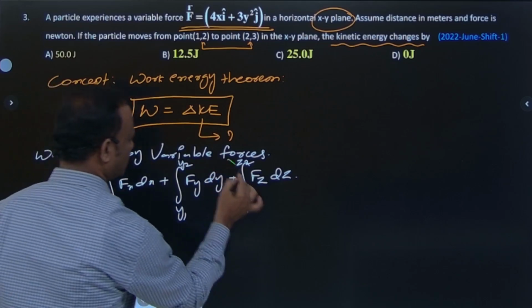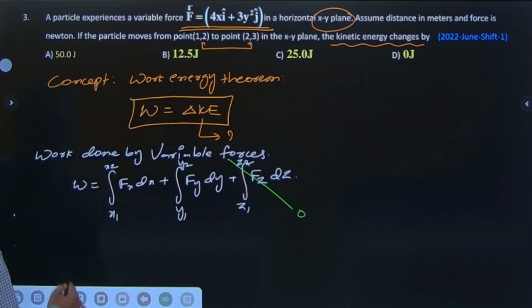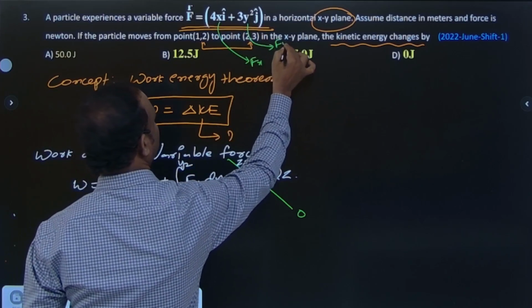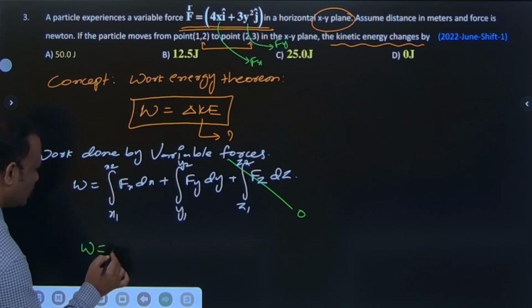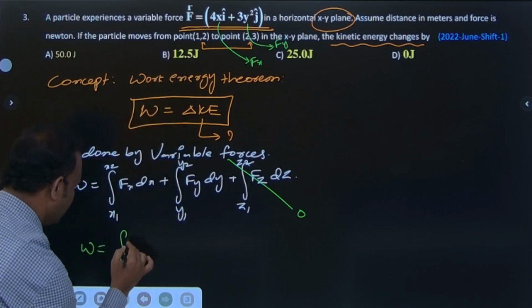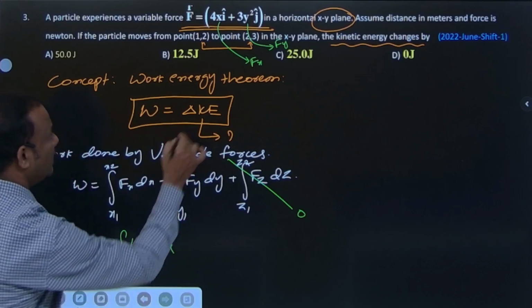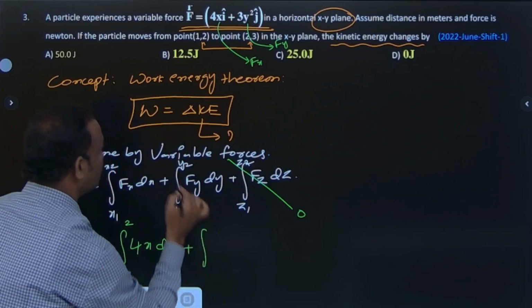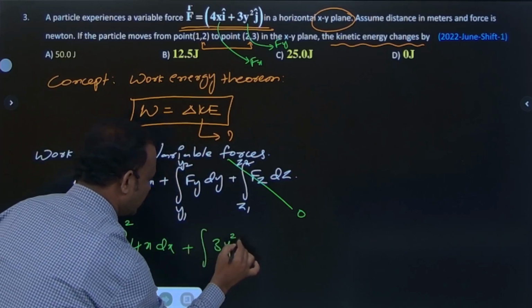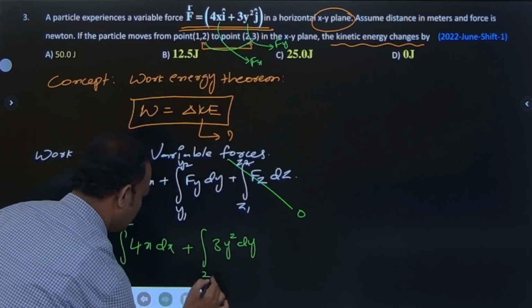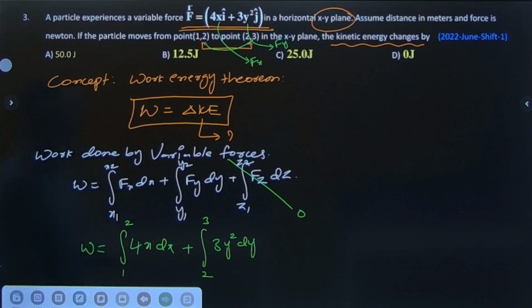So then what should I go for? This term is 0. So now W is equal to the integration of Fx, and this is Fy. W is equal to the integration from x1 to x2 of Fx, which is given as 4x dx, with limits 1 to 2, plus the integration of Fy, which is 3y square dy, with limits 2 to 3. Go for proper integration, you will get the answer.